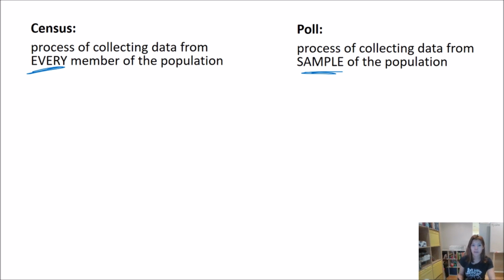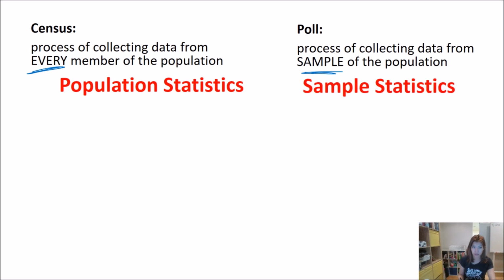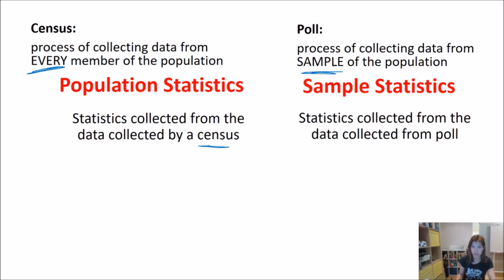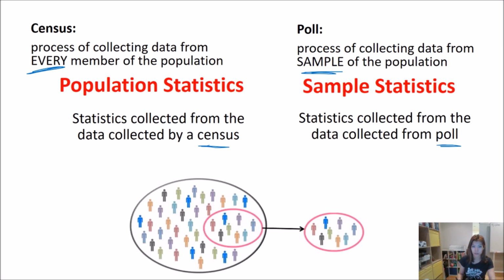Now we're going to study the maths behind or the numbers behind this, and we call that statistics. So population statistics and sample statistics. Population statistics is looking at the data collected by the census, and sample statistics is looking at the numbers collected from the poll. So population statistics is looking at the population, and sample statistics is looking at the sample.